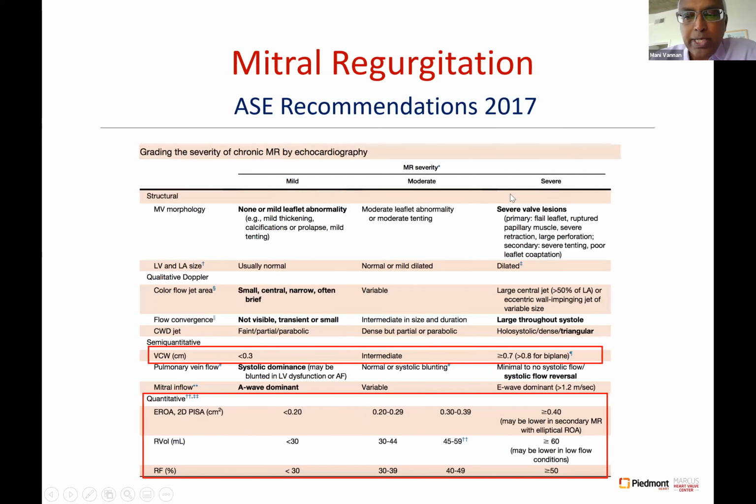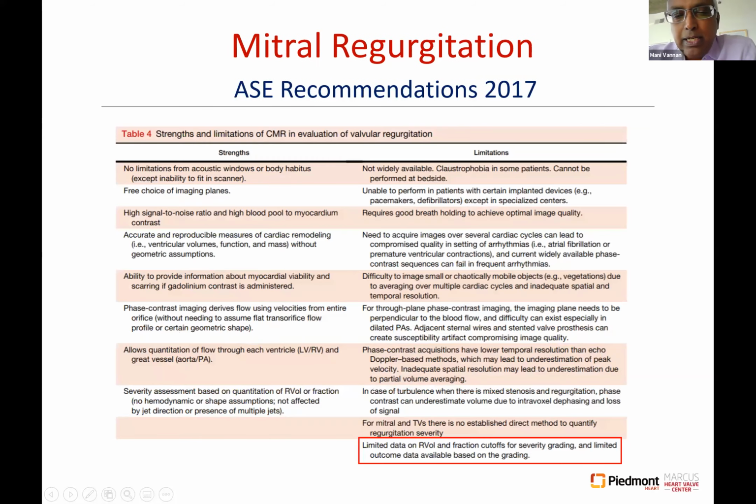In the same 2017 ASE guidelines, there is a fairly detailed discussion on the role of MRI. So as you can see, there is an increasing recognition that dividing things based on modalities is becoming irrelevant, if not already irrelevant. There are strengths in MRI, and there are certainly limitations in MRI. It is not a foolproof technique.